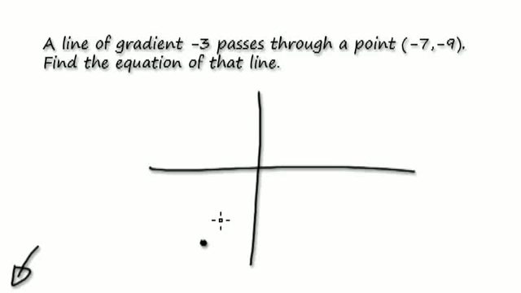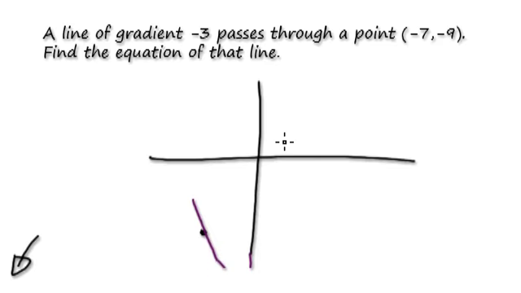Now, a gradient of minus 3. So it's quite steep and it's a negative gradient. So it's going to be a line like this, which means the intercept is quite far down. The intercept is probably quite far down. Anyway, let me get rid of this. So here we've got a point here, and it has a gradient of minus 3, so it's going to be like this. What is the equation for this line?